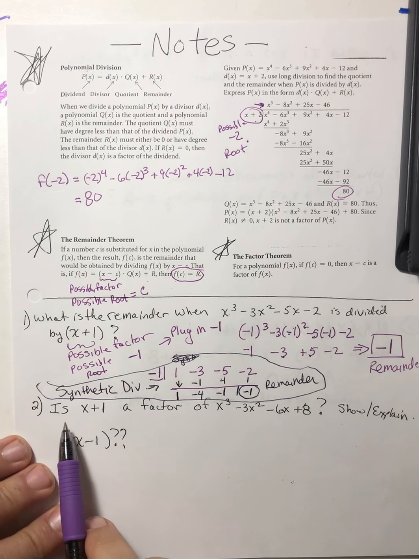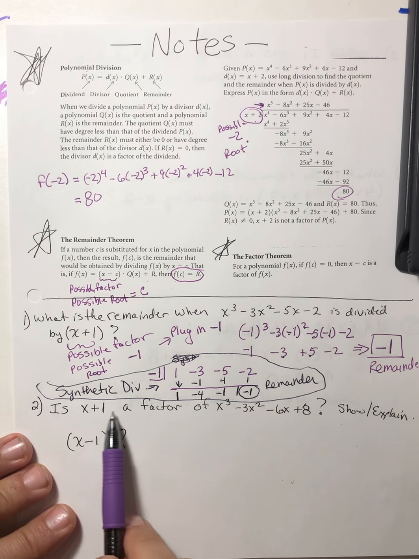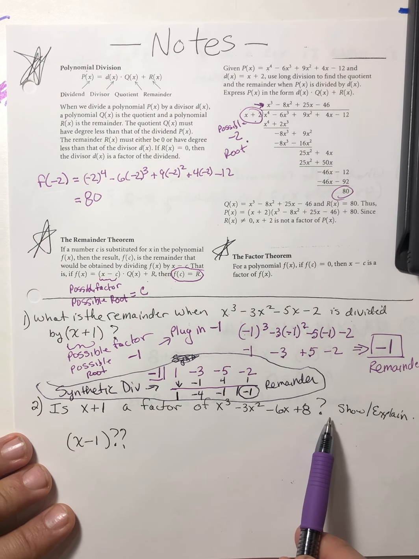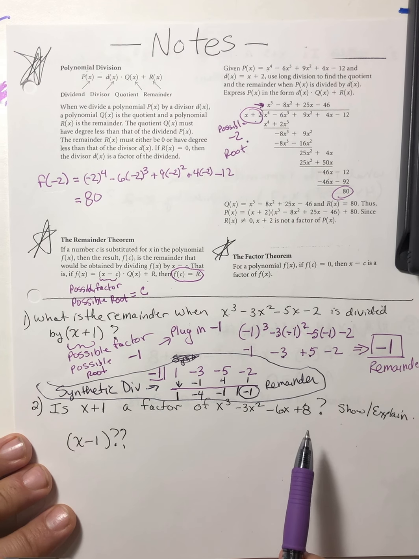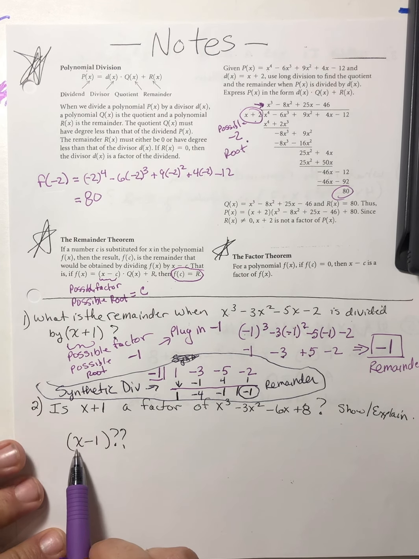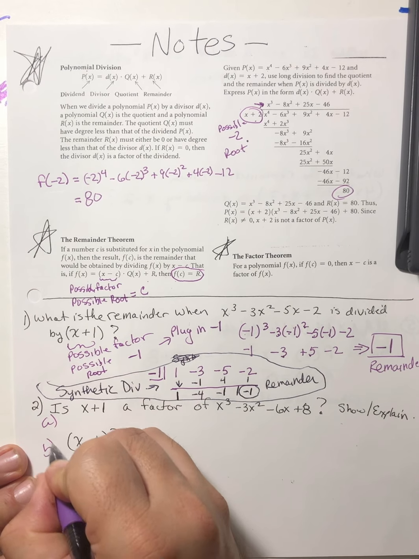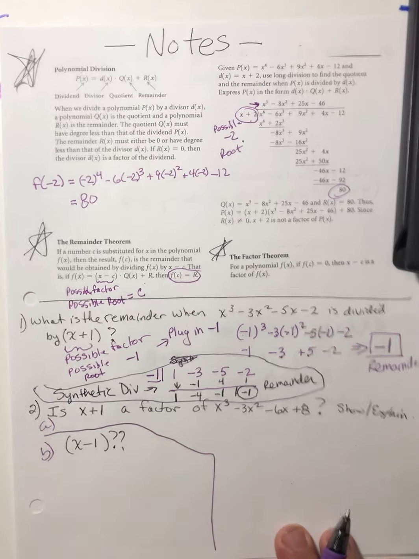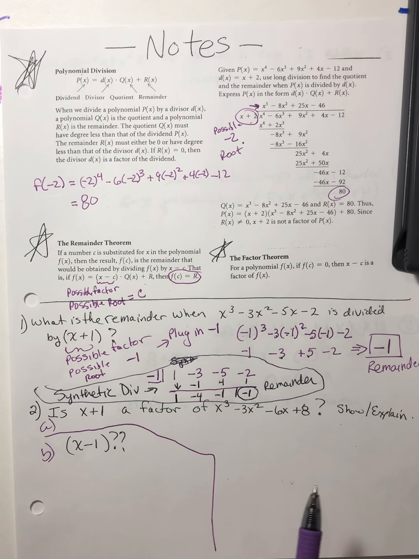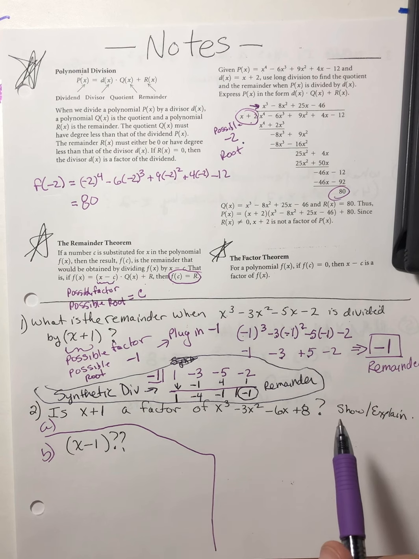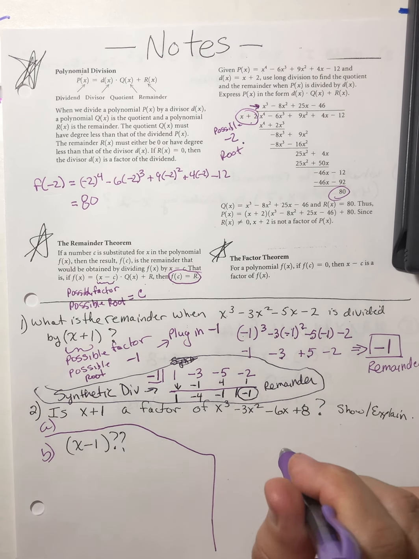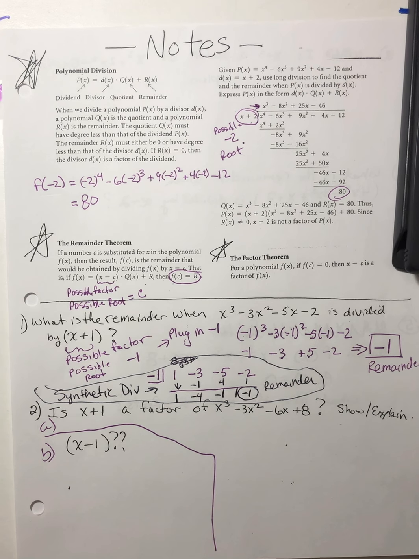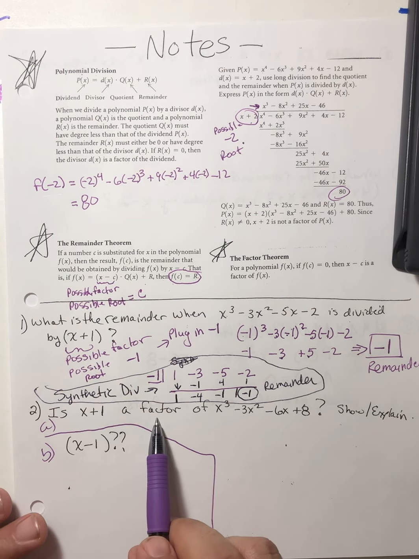All right, so let's look at this one now. Is x plus 1 a factor of x cubed minus 3x squared minus 6x plus 8? So is it a factor? Okay. And then I'm saying, so here's an A, and then here's a B. That's all I need. So we can do this one of 2 ways. We can do the synthetic division, or we can do the plug-in. I think what I'm going to do is I'll do the plug-in for this one, then over here I'll do synthetic division.